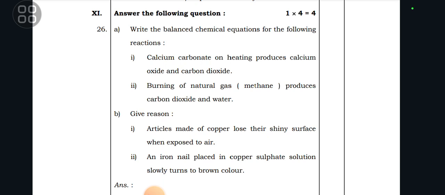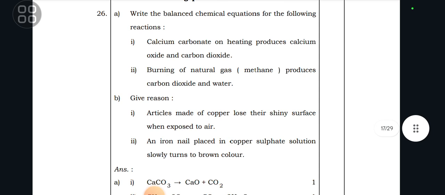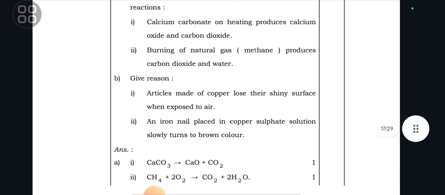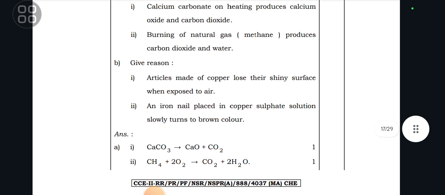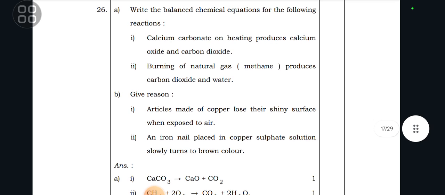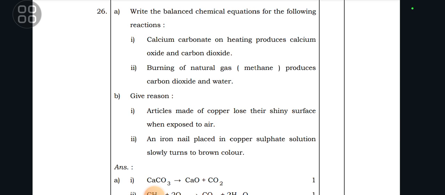Calcium carbonate on heating produces calcium oxide and carbon dioxide, burning of natural gas. They have told you to write the balanced chemical equation for the following reactions. So you should write it. And in B they have one question which is divided into 2 sub questions, and one single question is divided again into 2 sub questions. There are a total of 4 sub questions in this question number 26.